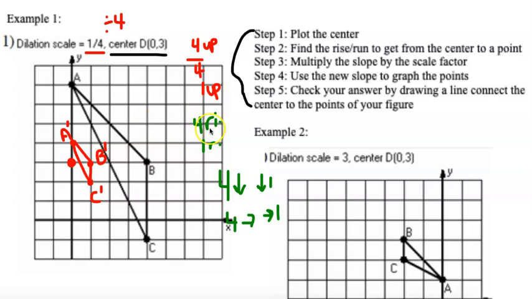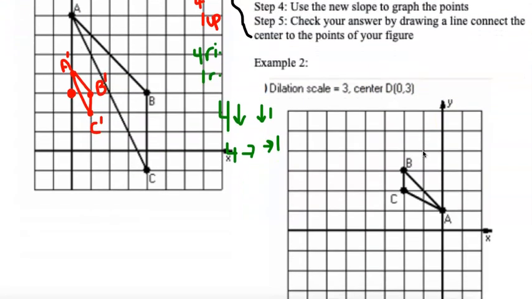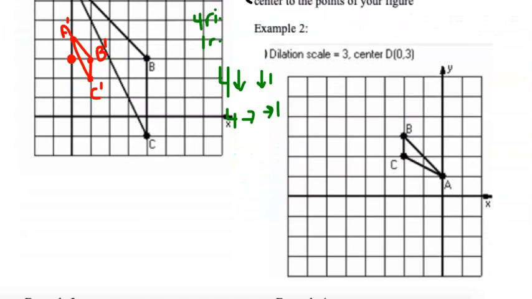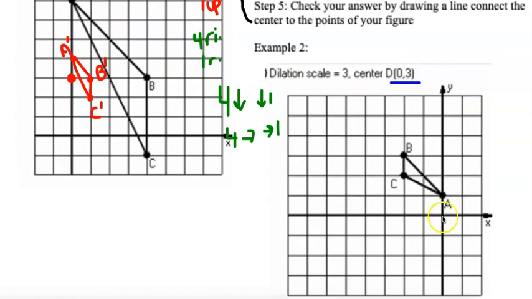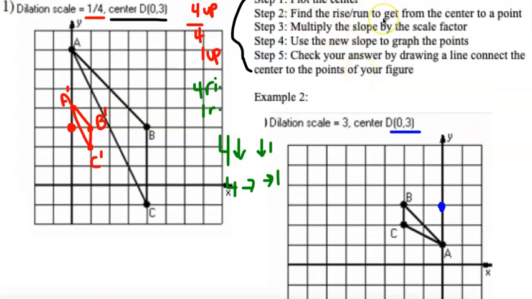Okay, so that was an example of when your scale factor is a fraction, smaller than 1. Let's look at a scale factor larger than 1. So, example 2. My center is 0, 3 again, so I'm first going to graph that. So 0 and then 1, 2, 3. Okay, so now step 2, find the rise over run to get to each point.